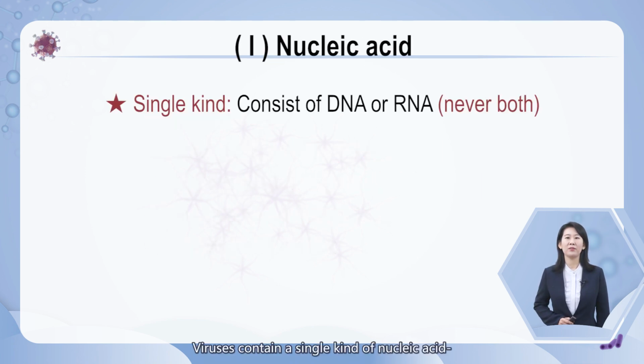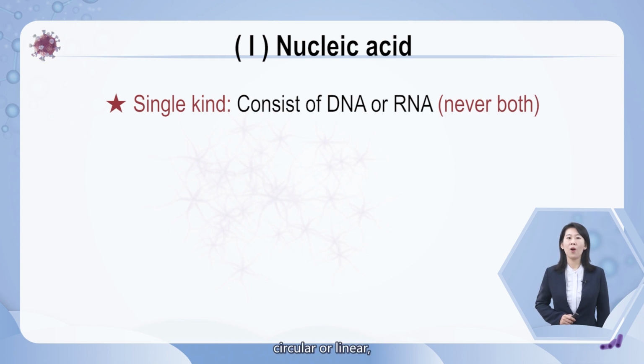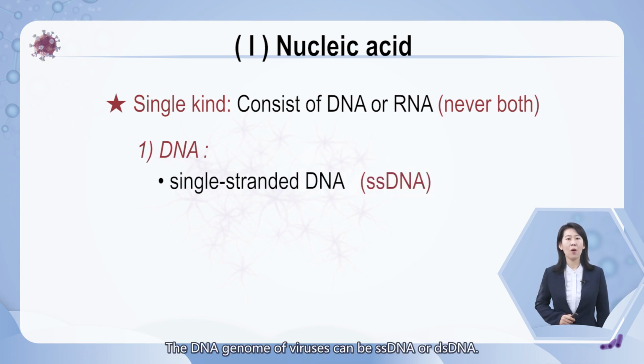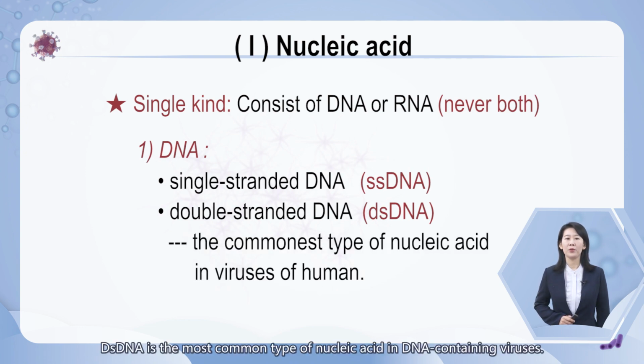Viruses contain a single kind of nucleic acid, either DNA or RNA, that encodes the genetic information necessary for replication of the virus. The viral nucleic acid is located internally and can be either single or double-stranded DNA or single or double-stranded RNA. The genome may be single or double-stranded, circular or linear, and segmented or non-segmented. The DNA genome of viruses can be single-stranded DNA or double-stranded DNA. Double-stranded DNA is the most common type of nucleic acid in DNA-containing viruses.